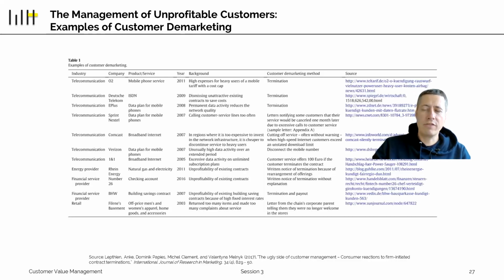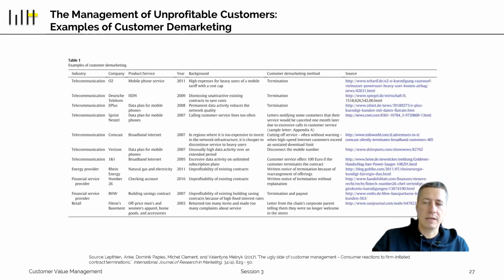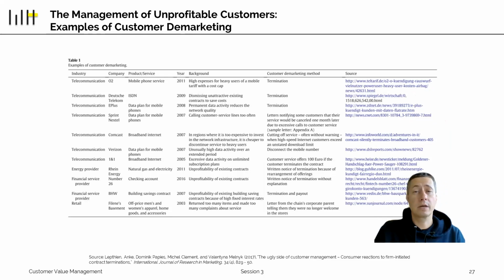Now, you may think that this idea of unprofitable customers and dealing with those unprofitable customers and possibly even getting rid of them, as we will explain in a minute, is something very rare. But there are multiple examples, and you see them here on this slide and also in the article that I put into the additional reading over the past years of companies who actually have decided to terminate unprofitable customers or to deal with them in one specific way.